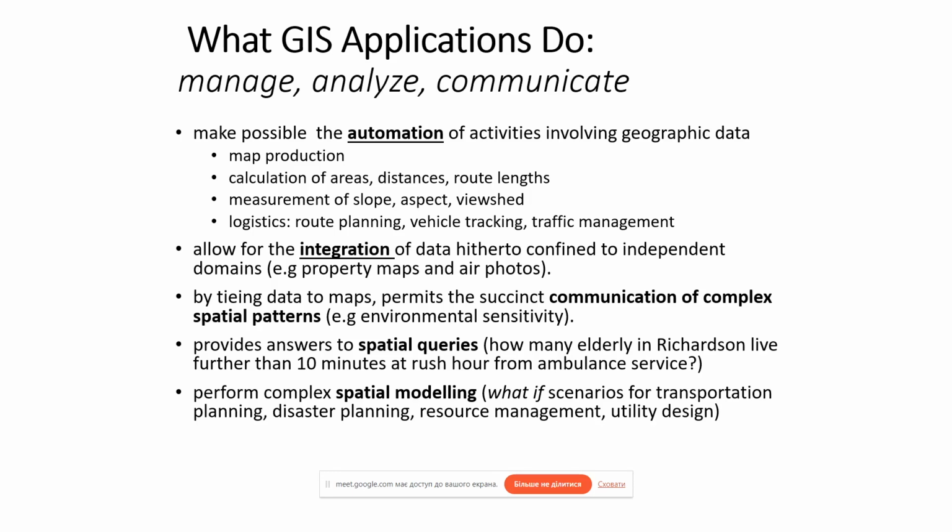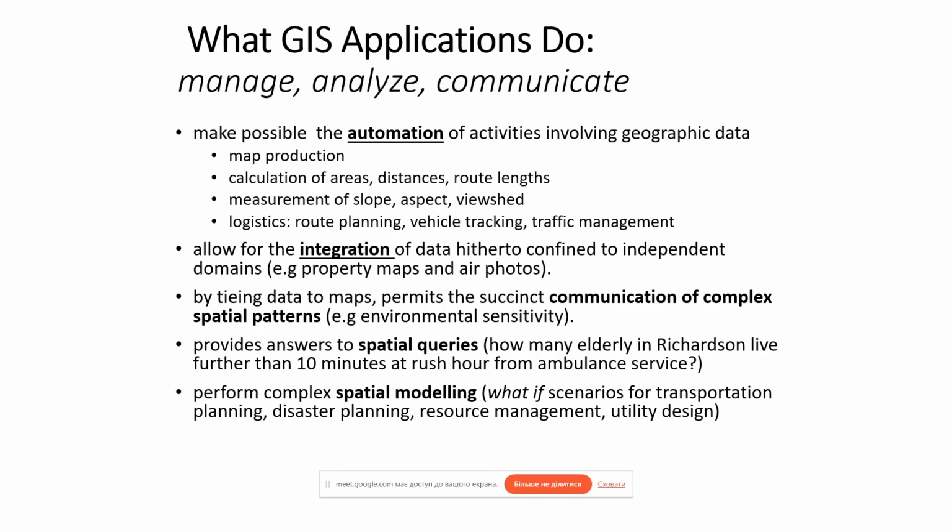So we use GIS to manage, analyze, and communicate different things. It makes possible the automation of activities involving geographic data: map production, calculation of areas, distances, road lengths, volumes, measurement of slope aspects, viewshed, road planning, vehicle tracking, traffic management.